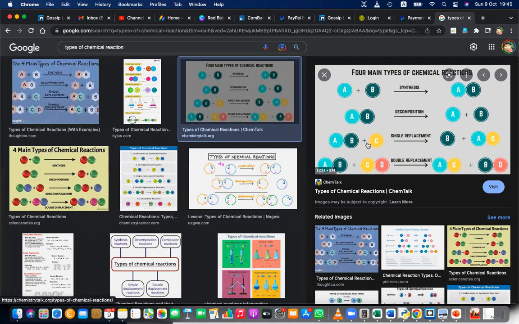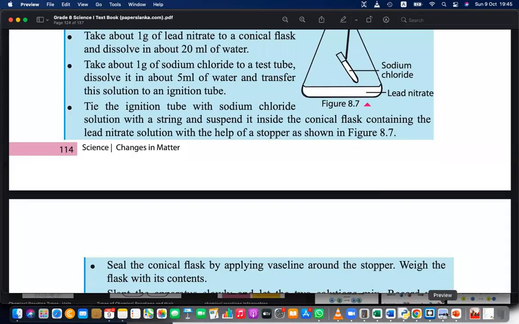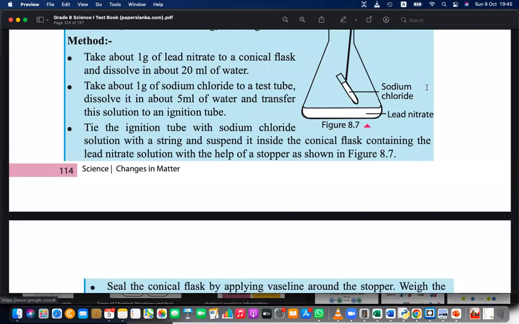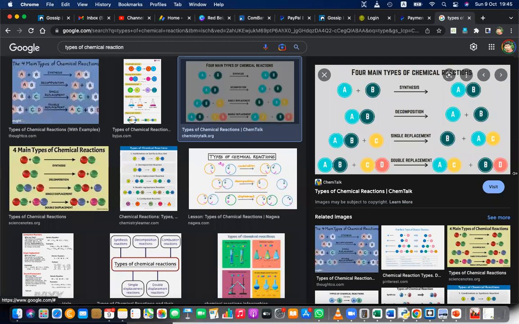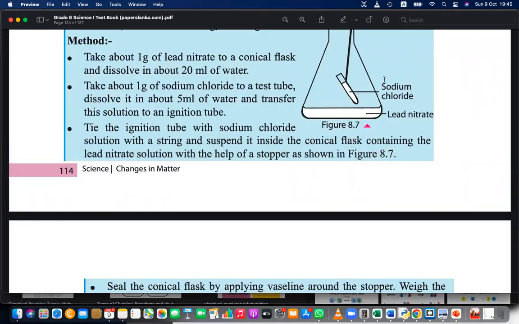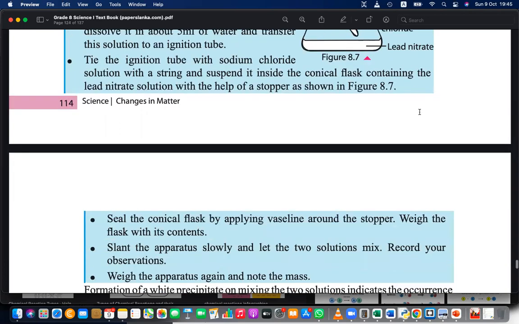So you can see, this is actually a double replacement. So what you suggested is double replacement. Double replacement means when you put sodium chloride into lead nitrate, it will create lead chloride and sodium nitrate. Right? Lead chloride and sodium nitrate. That is actually double replacement, because it will swap. Lead chloride and sodium nitrate will be created after the reaction.